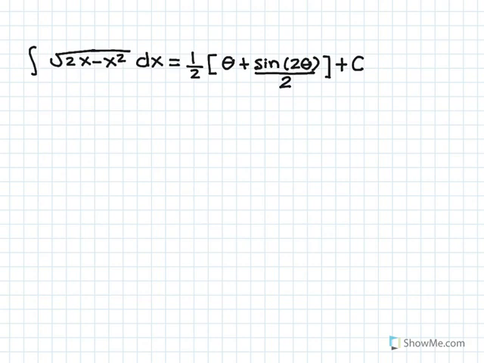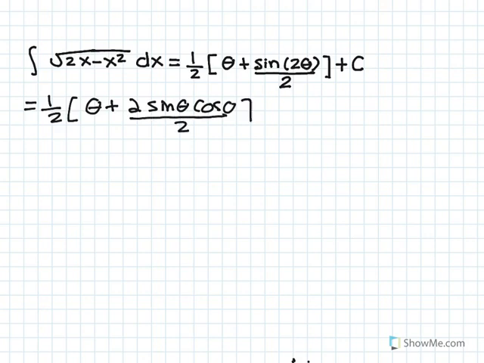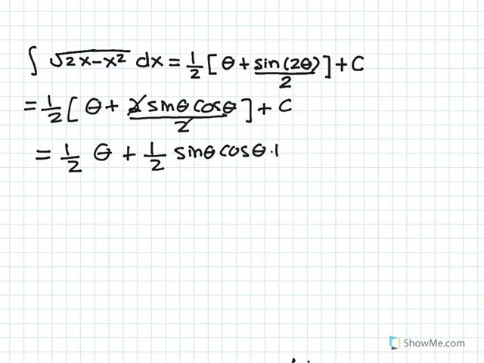Alright, so we've shown that the integral of root 2x minus x squared dx is equal to 1/2 times theta plus sine 2 theta divided by 2, plus c. Let's simplify this. We get 1/2 times theta plus, using another trig identity, sine 2 theta is 2 sine theta cos theta, divided by 2. The 2's cancel out, and what we get is 1/2 theta plus 1/2 sine theta cos theta plus c.